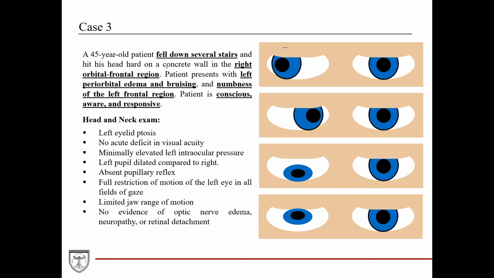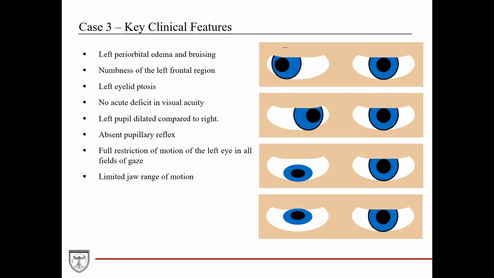So if we look at the key findings in the history here, he fell down some stairs. He had a severe blunt trauma to the right orbital frontal region. He's got left periorbital edema and bruising, numbness in the left frontal region, left eyelid ptosis, no acute deficit in visual acuity, and then the left pupil is dilated compared to the right, absent pupillary reflex, full restriction of motion in the left eye in all fields of gaze, and then limited range of motion. So we want to go through all of these here and think about what's responsible for these.